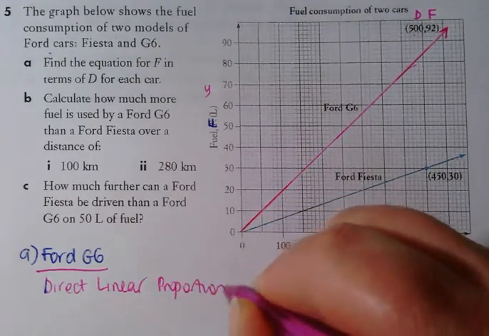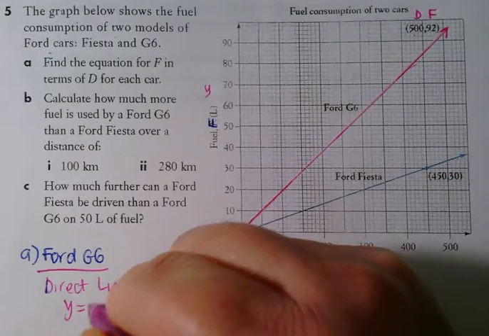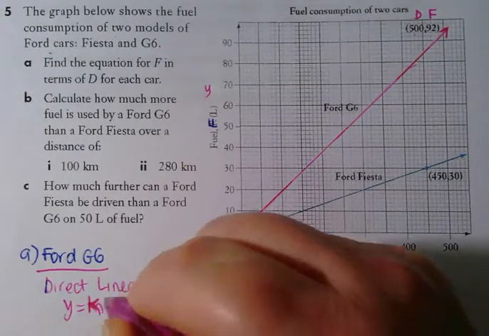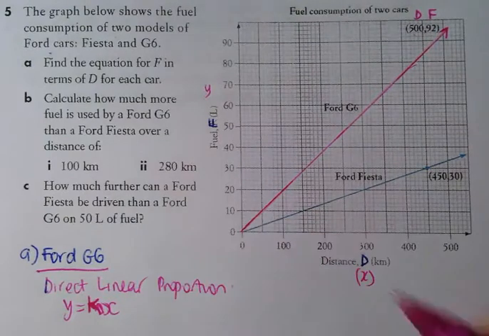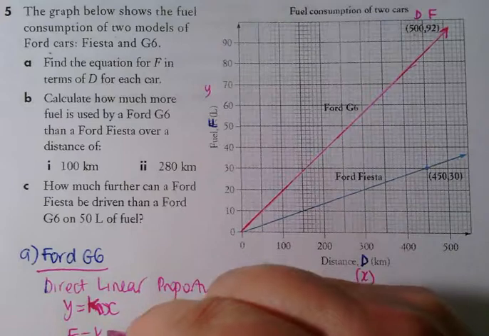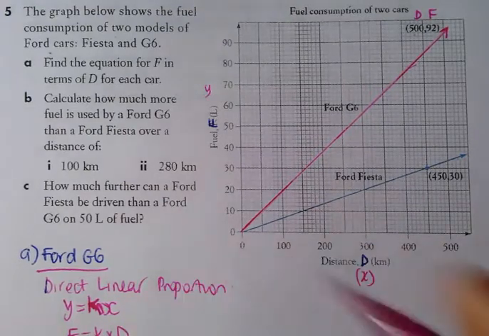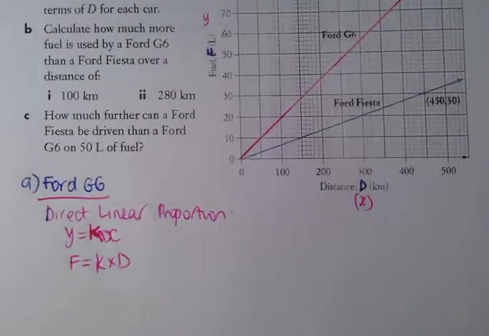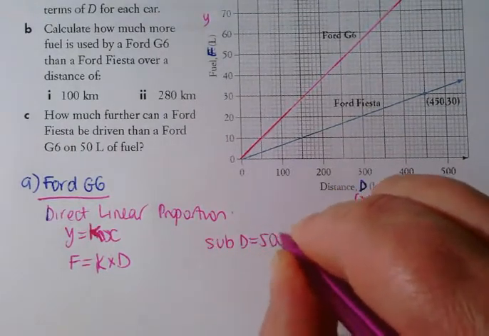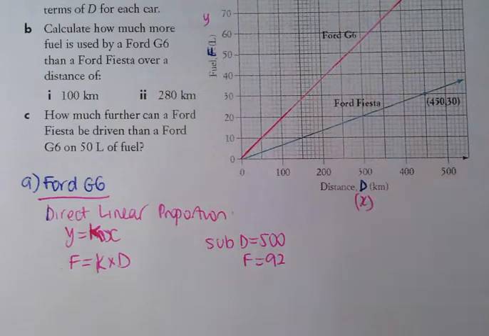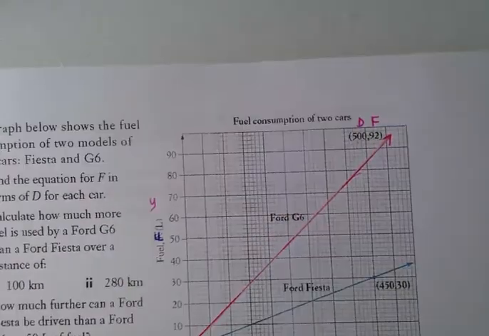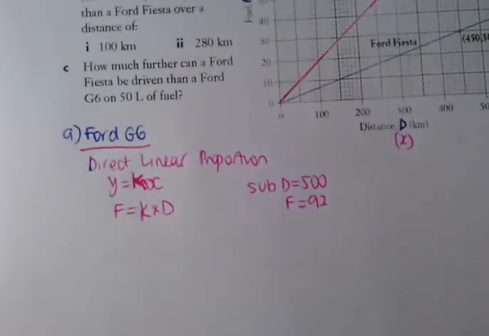So we can say that Y equals mx, sorry, Y equals kx. We don't use m for these. So Y equals kx. But we don't have Y, we've got F, and we don't have x, we've got D. So F equals k times D. Remember we said that we could see, we're going to substitute D is 500, F is 92 from our graph to find K.